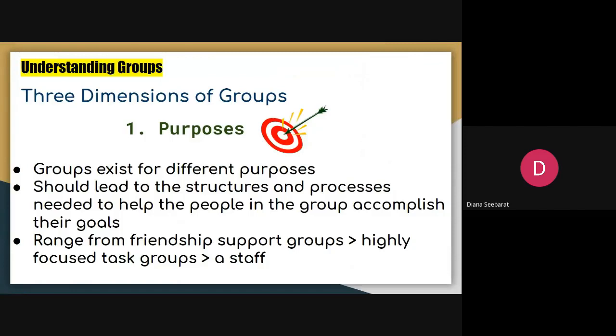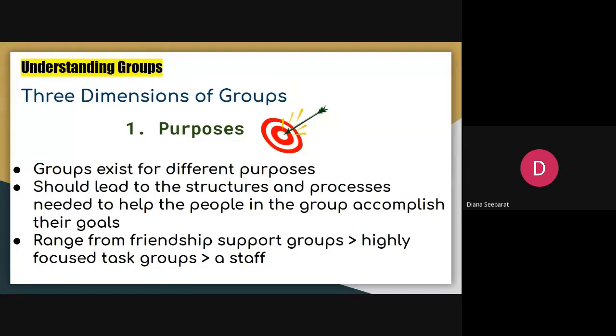So there are different dimensions to how groups are structured and each has implications for the leadership dynamics in that group. The three key dimensions that help us understand different types of groups are: number one, purposes. So, groups exist for different purposes, and the purpose of a group should lead to the structures and processes needed to help the people in the group accomplish their purposes. They range from friendship support groups to highly focused task groups to groups like a staff that delivers a service or product over time.